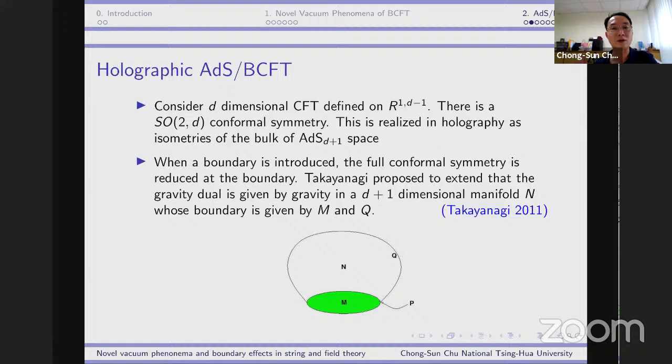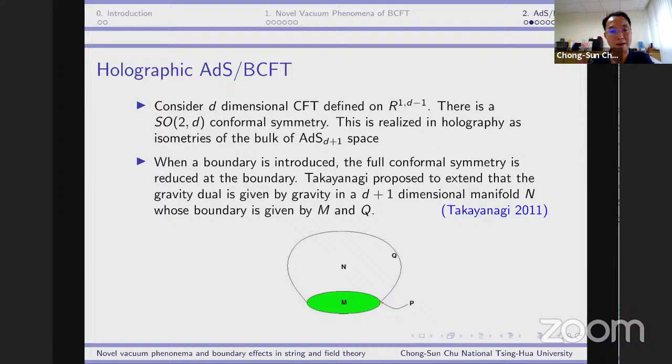So this is a question which we can ask. Of course, this conceptually could be very difficult. Takayanagi in 2011 proposed that if M is the space of the conformal field theory, there's a cap-like or bullet-like space-time in the AdS space, a portion of that space-time denoted by N with a boundary Q, which will be dual to my boundary conformal field theory. So P is the boundary of M, and N is the part of space in the bulk which is dual to M.